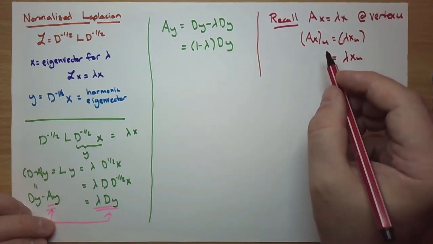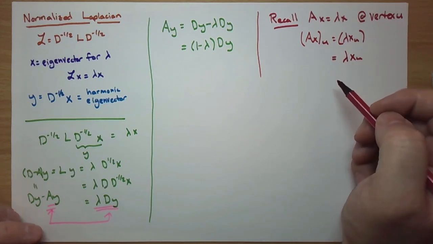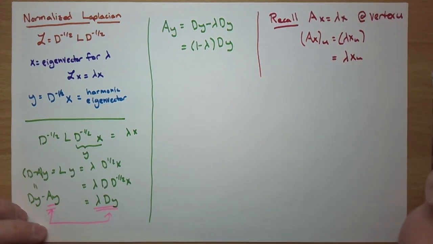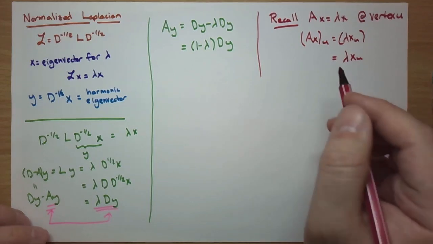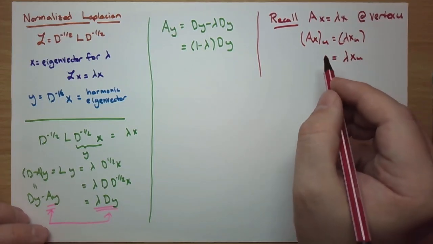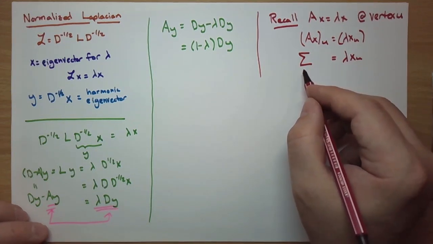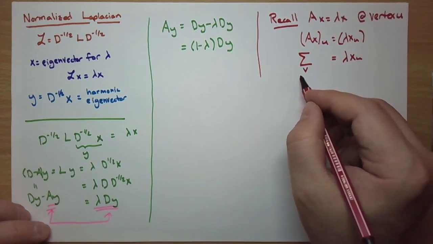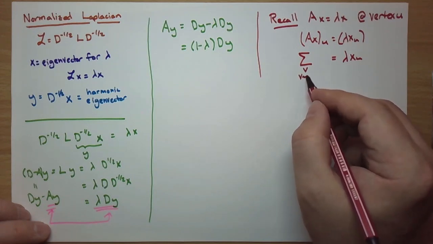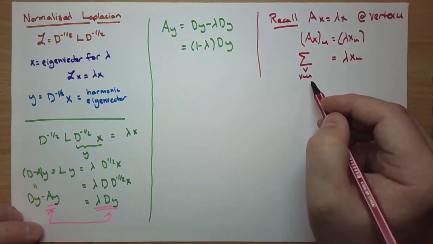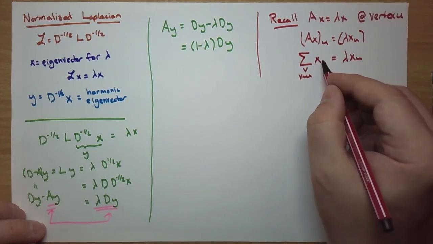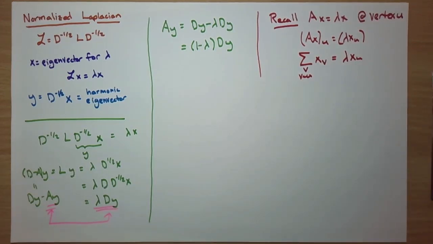What does the Ax at vertex u become? Do you remember? What does the adjacency do? The sum of x sub v for all neighbors of u. That's right. So it's the sum over all v such that v is next to u. In other words, it's the sum of the x sub v over the adjacent vertices. So for the adjacency matrix, the idea is what's happening with the neighbors.